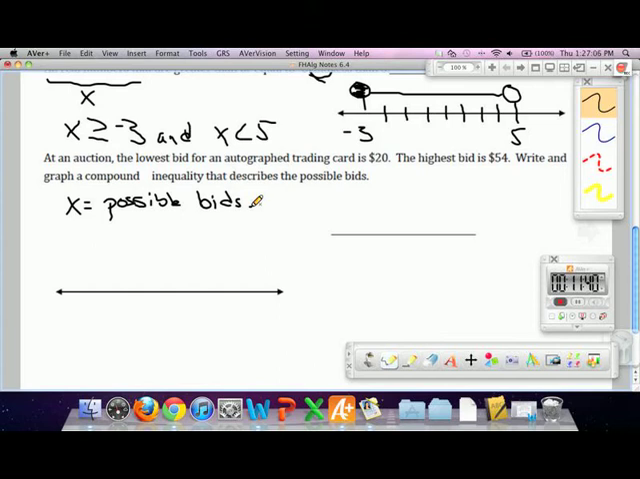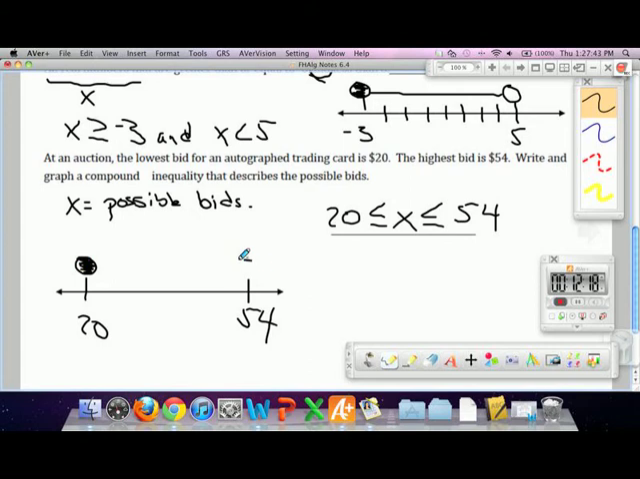So if x is the possible bids, what numbers does x have to be between? 54 and 20. Could it be equal to either of those two numbers? Yeah, it could be equal to both. So we'll put the inequality signs opening to the right, and they could be equal, so we'll have little bars underneath. If I want to graph this, 20, 54, closed circles.